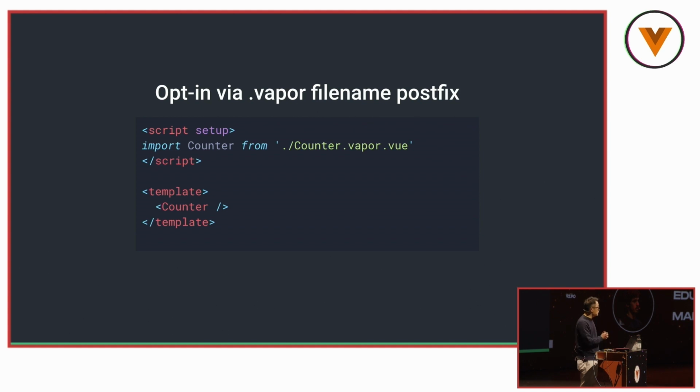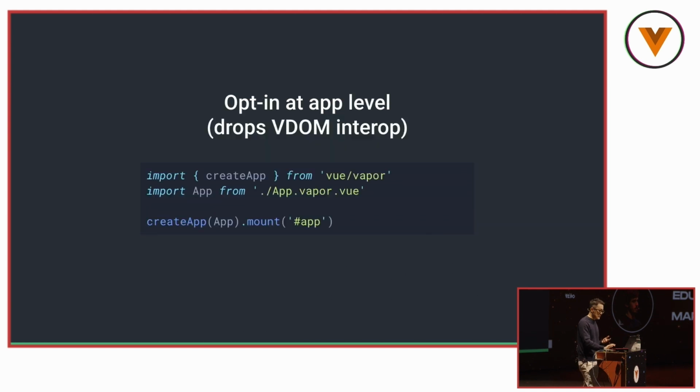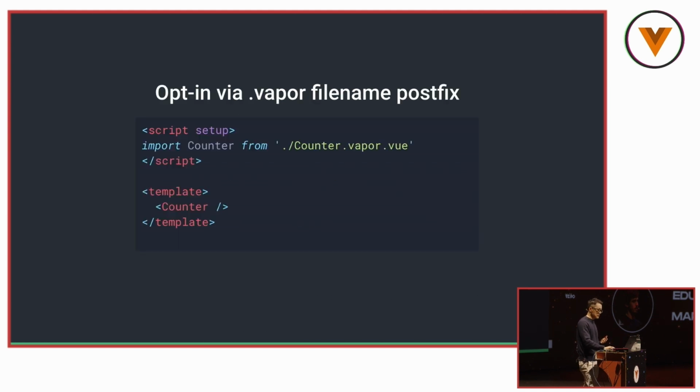The way for you to actually use it is very simple. Name a component .vapor.vue, and it will be compiled using Vapor mode. That's it. Then you import that component and use it just like normal. If you use a feature that's not supported in Vapor mode inside a Vapor mode component, you'll get a compilation error telling you this feature is currently not supported yet. Another way to use it, so this is opting in at the component level, means you can just use this in any existing app you currently have.